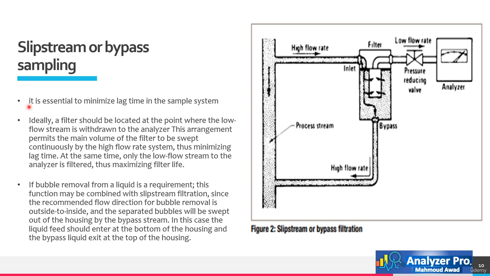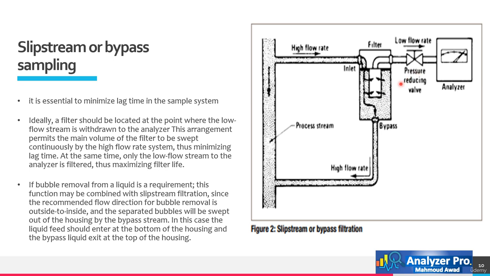Let us talk more about slipstream or bypass sampling. It is essential to minimize lag time in the sample system. Ideally, a filter should be located at the point where the low-flow stream is withdrawn to the analyzer. This arrangement permits the main volume of the filter to be swept continuously by the high flow rate system, thus minimizing lag time. At the same time, only the low-flow stream to the analyzer is filtered, thus maximizing filter life.